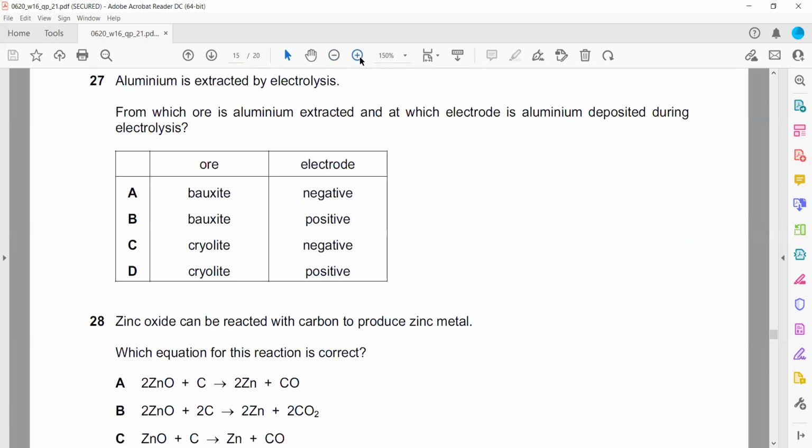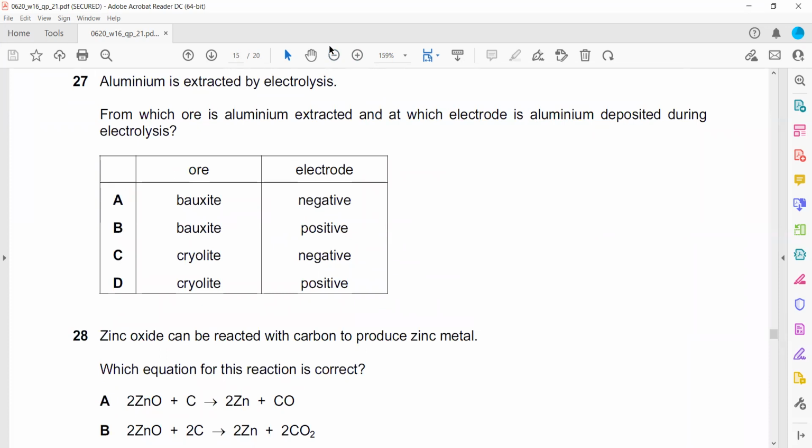Aluminium is extracted by electrolysis from which ore? What is the name given to the ore of aluminium? That is called bauxite. And at which electrode is aluminium deposited? Aluminium is a positive ion, and positive ions are always attracted towards the cathode or negative electrode. So the ore is bauxite, and aluminium will move towards the negative electrode, because positive ions are always attracted towards the negative electrode or cathode.